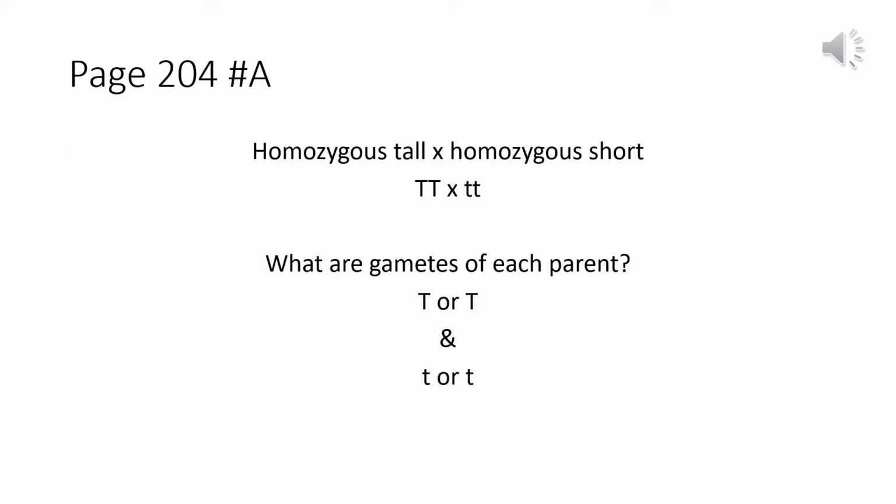Hopefully you figured out that the genotypes are big T, big T and little t, little t. Homozygous means they're the same. Tall, we said we were using capital T's, so we should use capital T for homozygous tall. Homozygous short, we were using little t's for short, so homozygous short would be little t, little t.